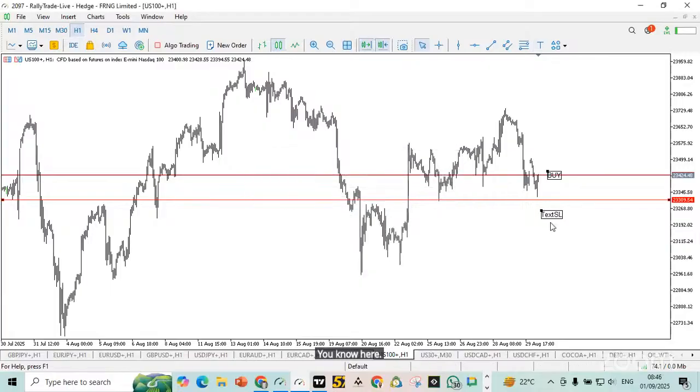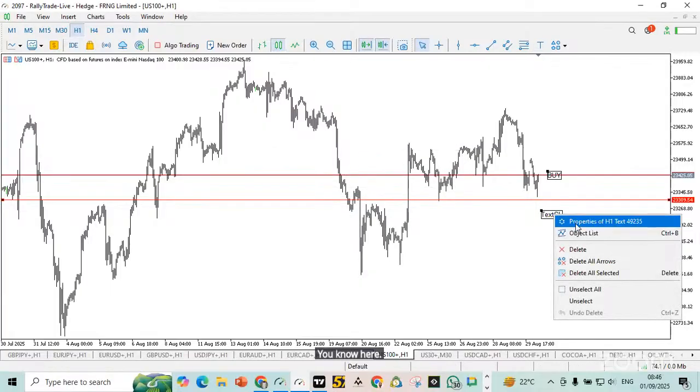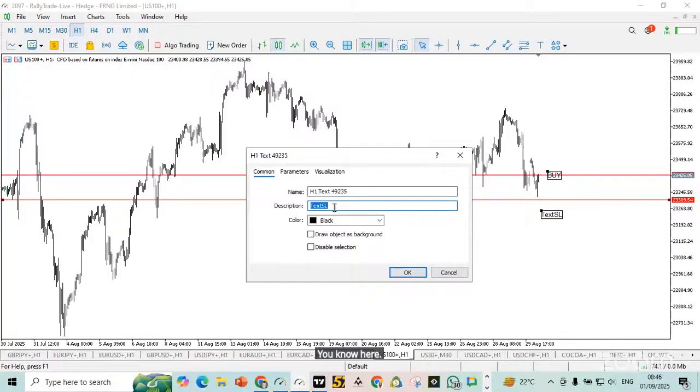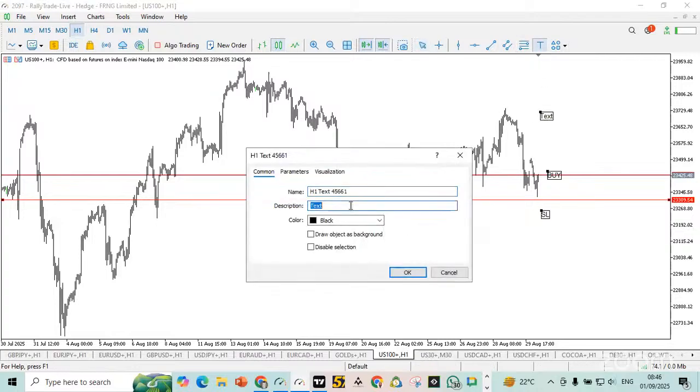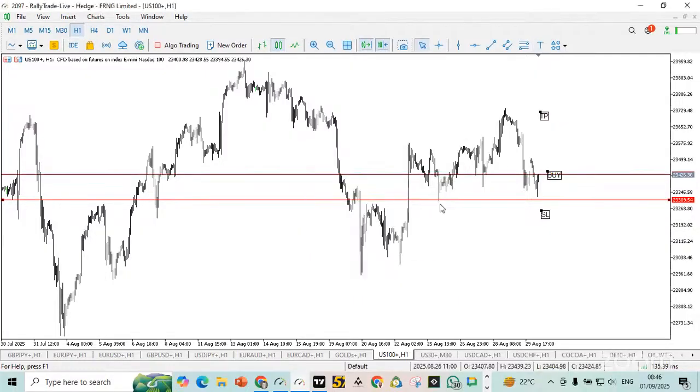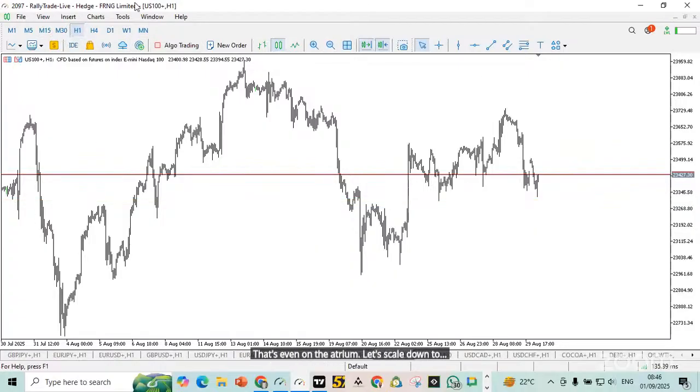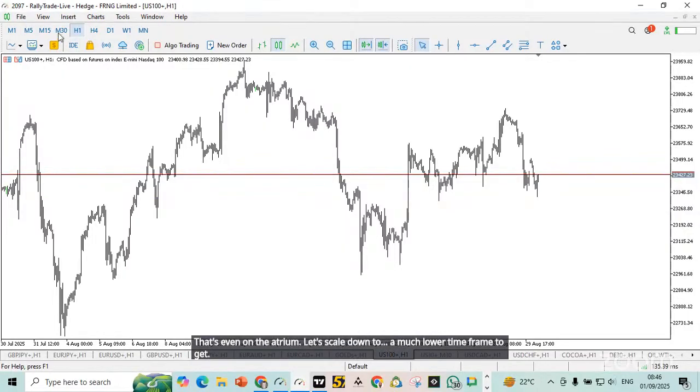SL will be here. And then TP will just be at this level. Clearly, a very fantastic buy setup on the US 100, and that's even on the H1. Let's scale down to a much lower time frame to get a more precise entry.